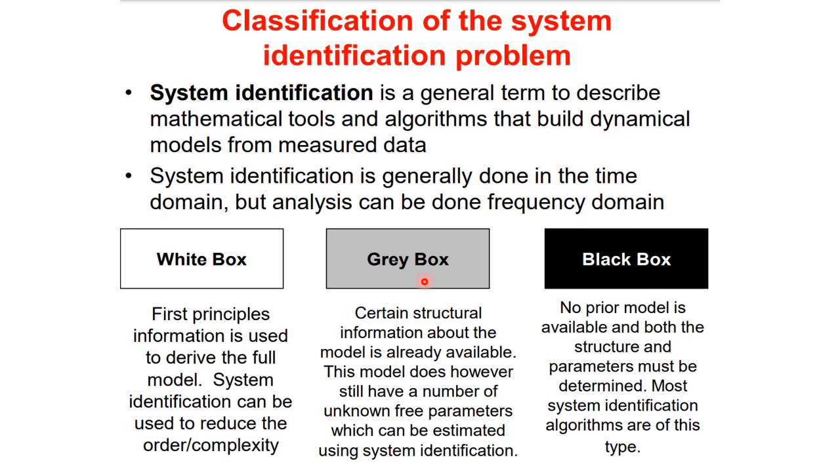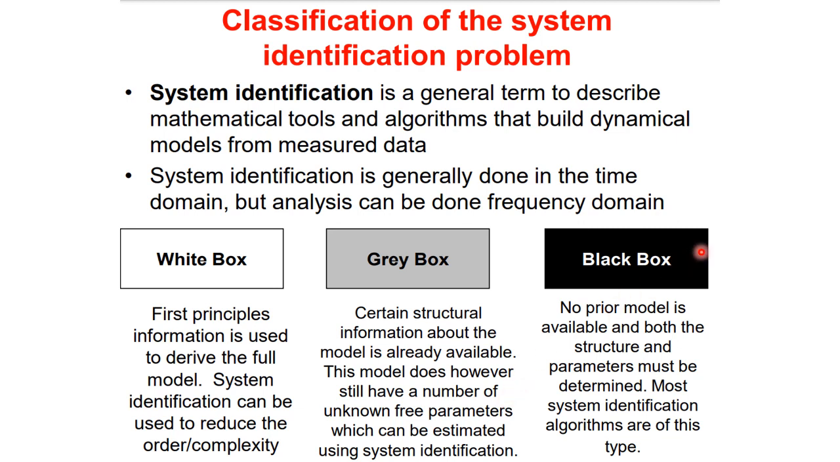And then the gray box problem. It involves a case where certain structural information about the model is already available. This model does, however, still have a number of unknown free parameters, which can be estimated using system identification. So there are some parameters whose information we already know, but we also have unknown free parameters, so we can estimate them using system identification.